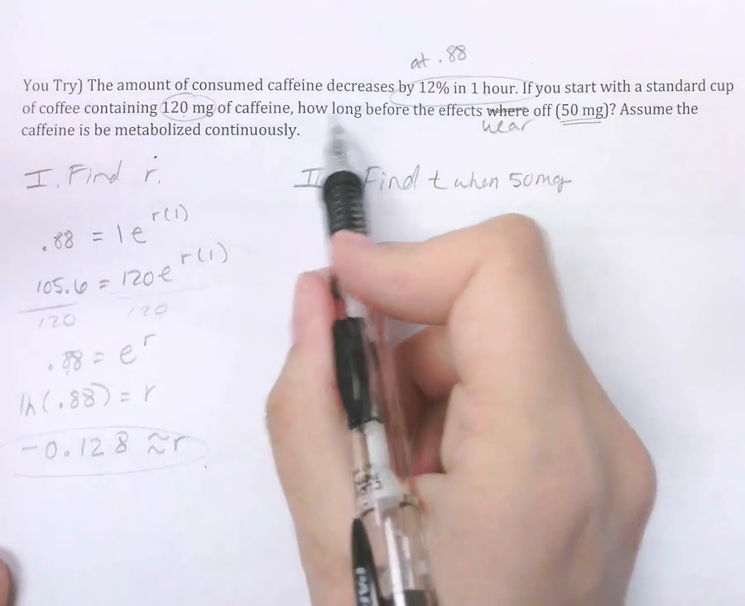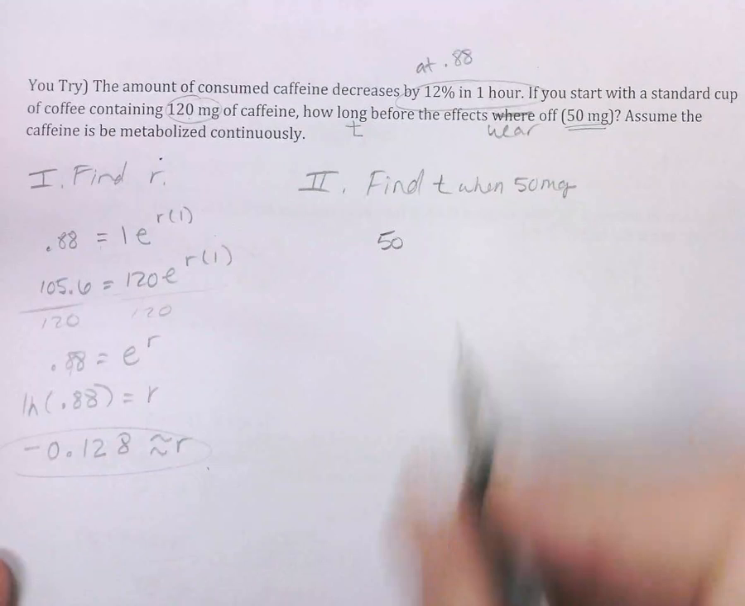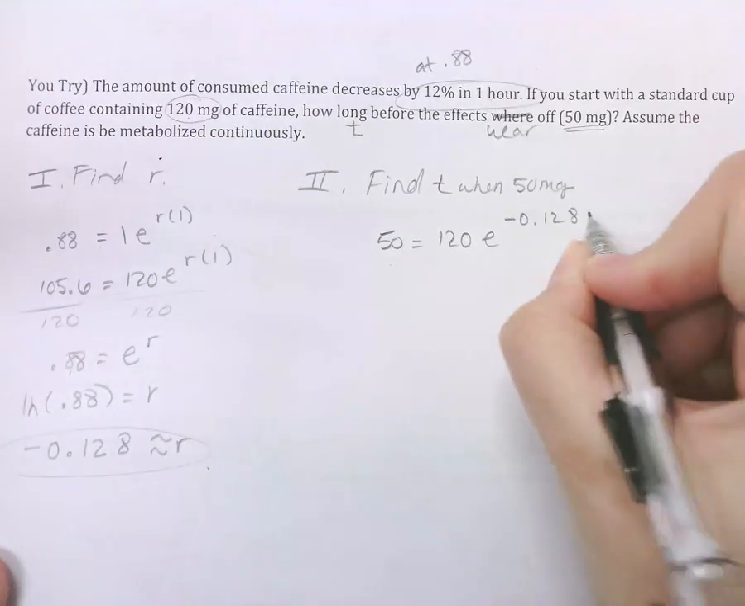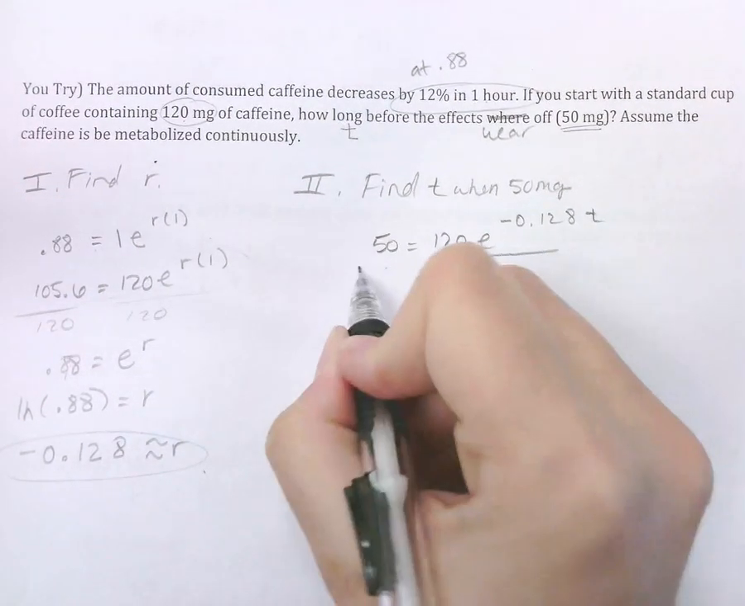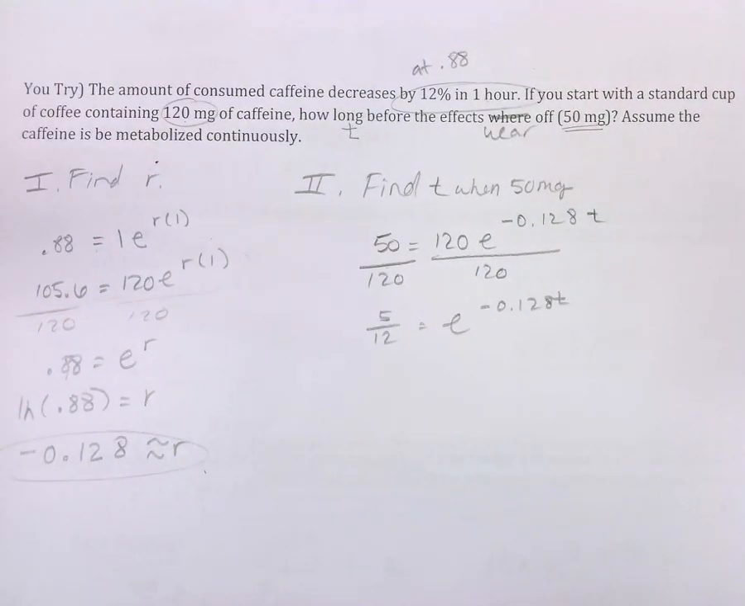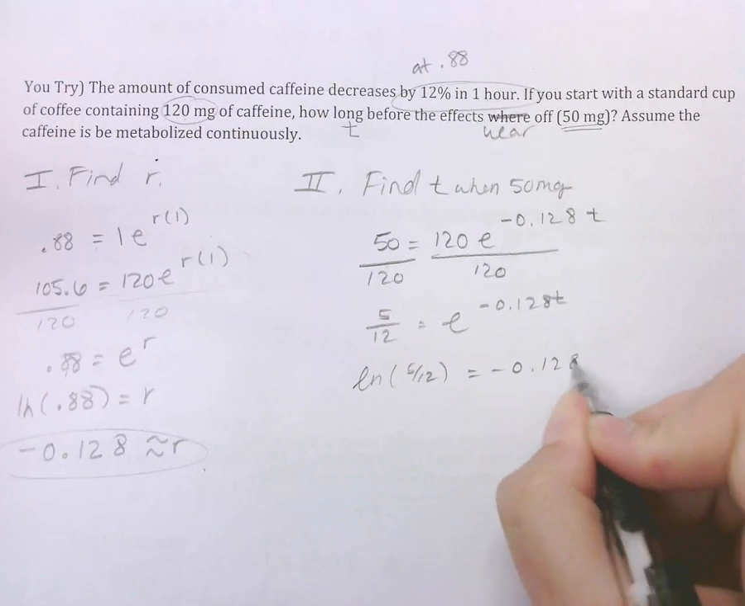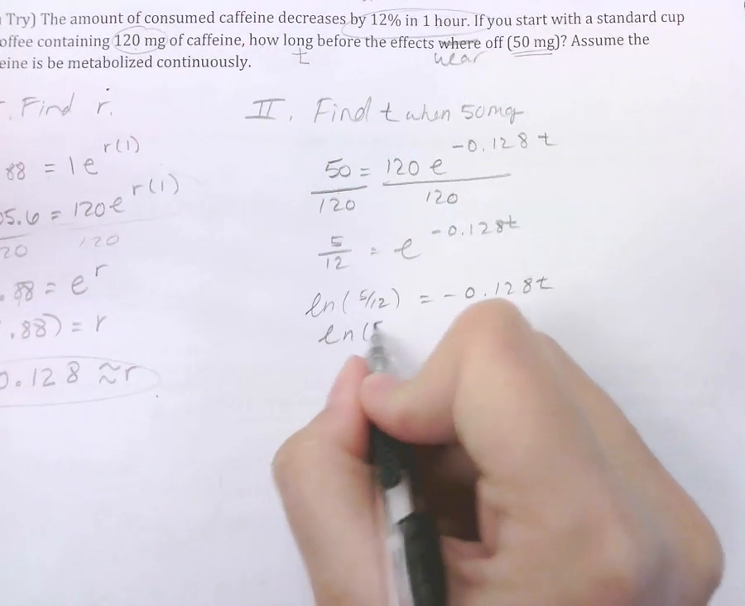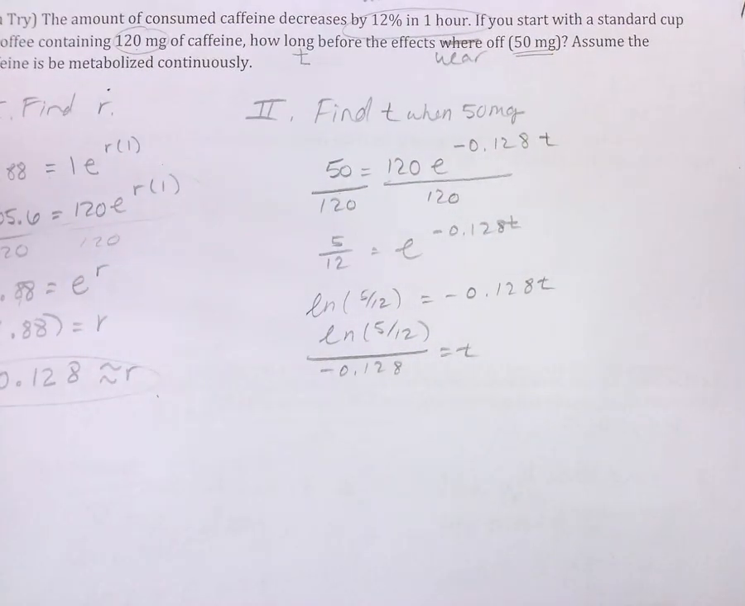It says, how long, so we're finding t, before the effects wear off, or basically decrease to 50 milligrams. So we want to know when 120 milligrams will decrease to 50 milligrams, and it's going to do so with this rate. So divide by 120. I think what I did was I multiplied everything together first. I multiplied 120 e, all of that. Natural log. Can I not do that? Or do I have to divide first? You have to divide first. Then divide by the rate. And then use your calculator for the rest.